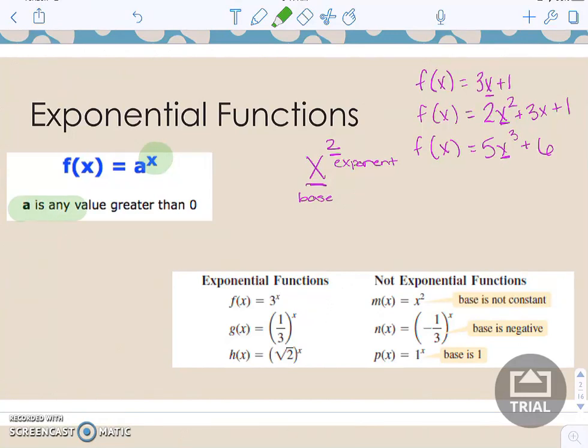You'll see the line below it says a is any value greater than 0. And to further clarify that, a is allowed to be between 0 and 1, and then a is allowed to be bigger than 1. So those are the two options that you can have. Included in this, or I guess I should say not included, is the value 1. So if you go over here where I've drawn a star at the bottom under not exponential functions, having a base of 1 is not considered an exponential function because it doesn't matter what you plug in for x, it's just going to be 1.